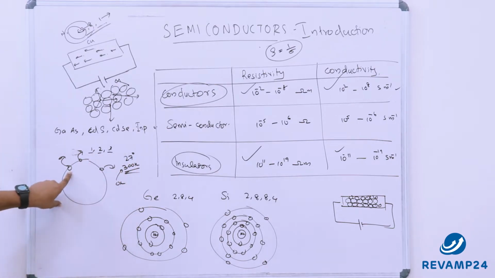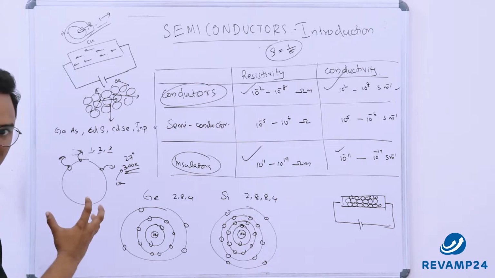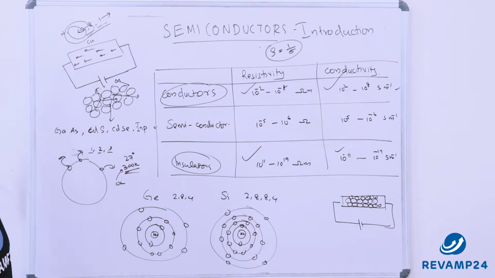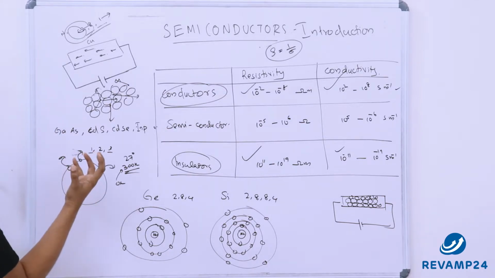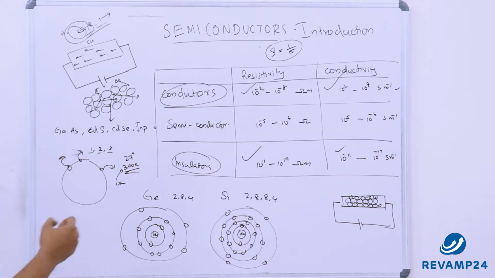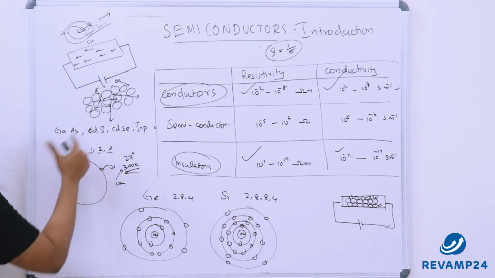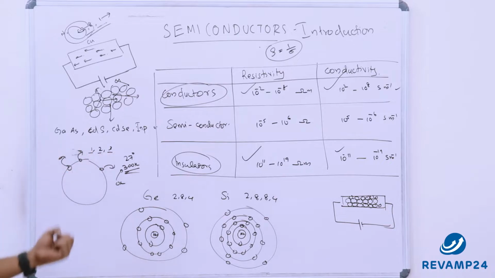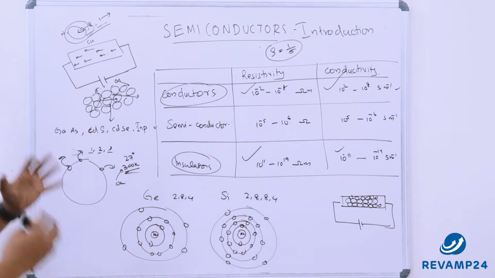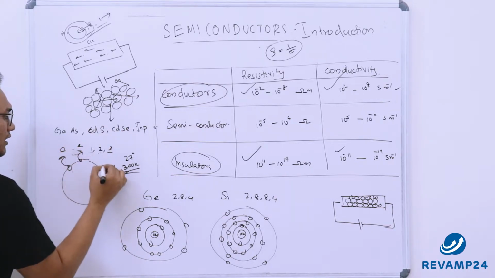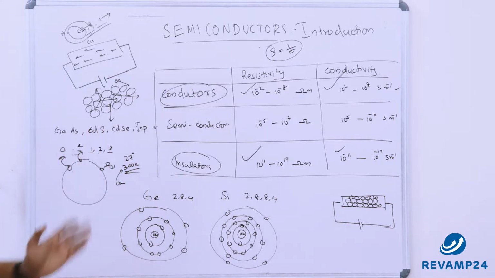Whenever it has 1 electron, that will have higher conductivity, because it can immediately release 1 electron. Whenever it is 1 electron, that will be very loosely bound. With 2 electrons, more force would be offered by the nucleus, but it can still release 2 electrons, and with 3 electrons it can also release 3 electrons. But anyway, these released or free electrons can contribute towards conduction.